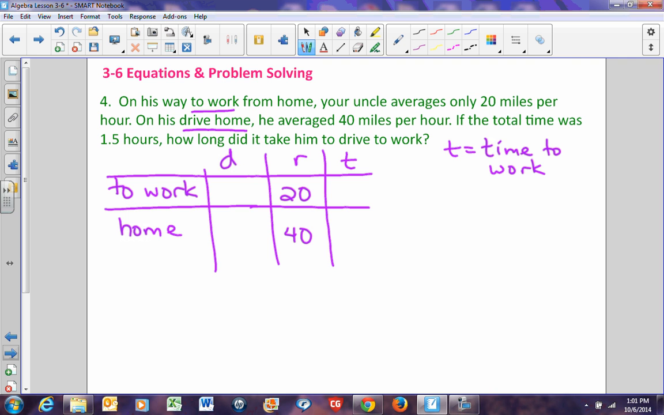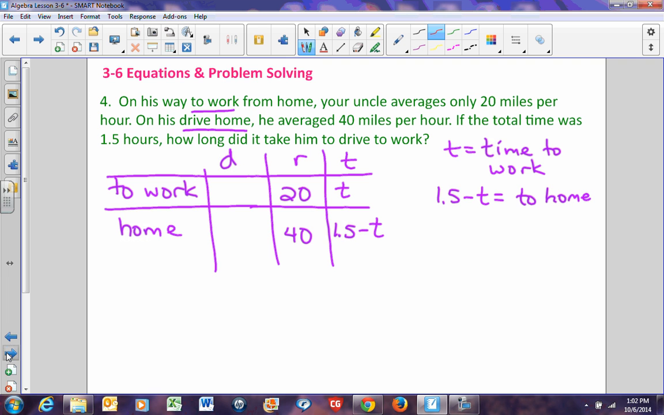So my time to work is T. If my total time is 1.5, 1.5 minus T equals my time to home, because I can't be more than an hour and a half. So T is here, 1.5 minus T is here. It has to be in that order because an hour and a half is the longest amount of time he can travel. He takes the same route to work as home from work, so the distances will be equal.